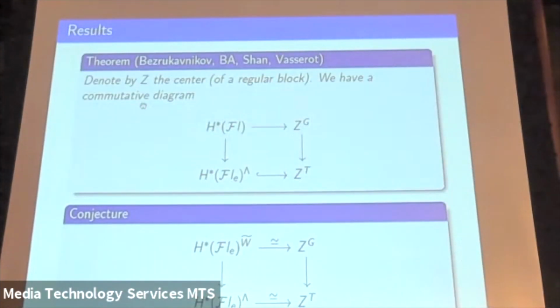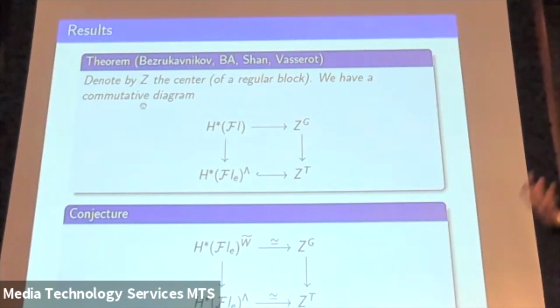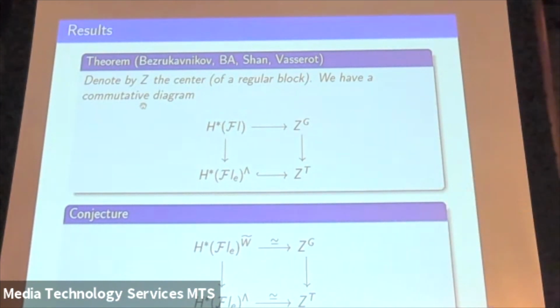And then here's the result. So what does the result say? If we denote by Z the center, really the center of a regular block. Again, I don't want to go into too many details, but the category of this Frobenius kernel breaks up as a direct sum of smaller subcategories. And this makes the center break up into some summands. But most of those summands are the same. And I'm just picking one of those that almost all are the same too.